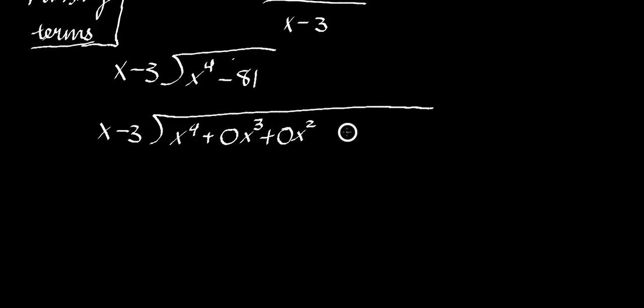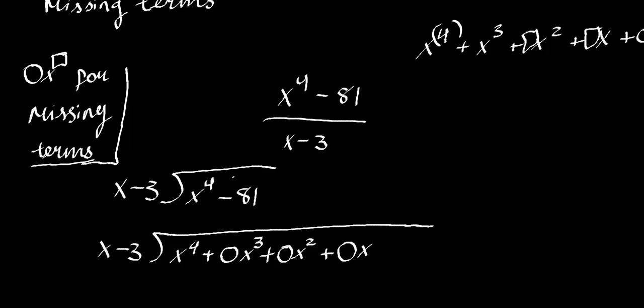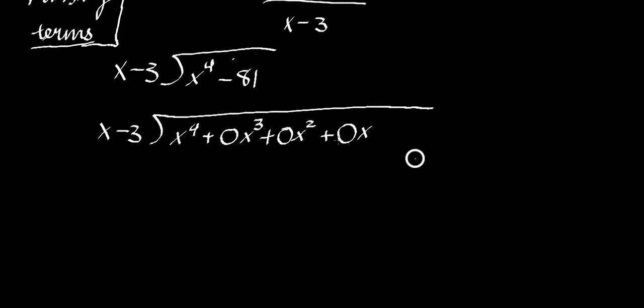Now x to the 1st power, we also don't have that one, so we need to fill in a lot of things here. So we would add in a 0x to the 1st, so we just leave it like that. And after that comes the constant, right? We do have a constant. We have a negative 81. That's our last. So they give us the beginning, the highest, and the last. We need to fill in everything inside.